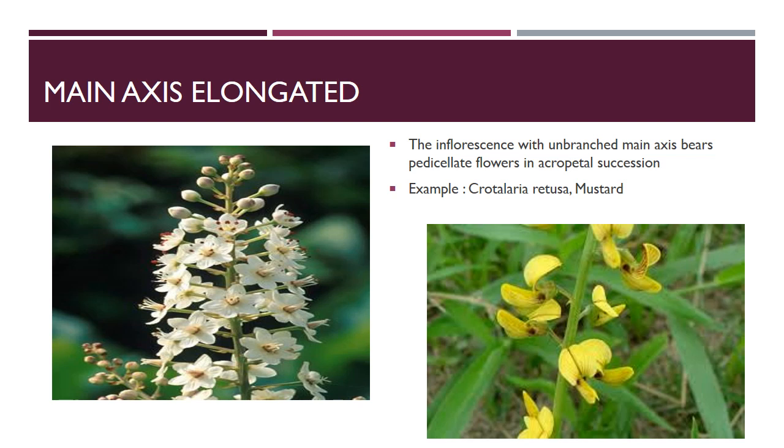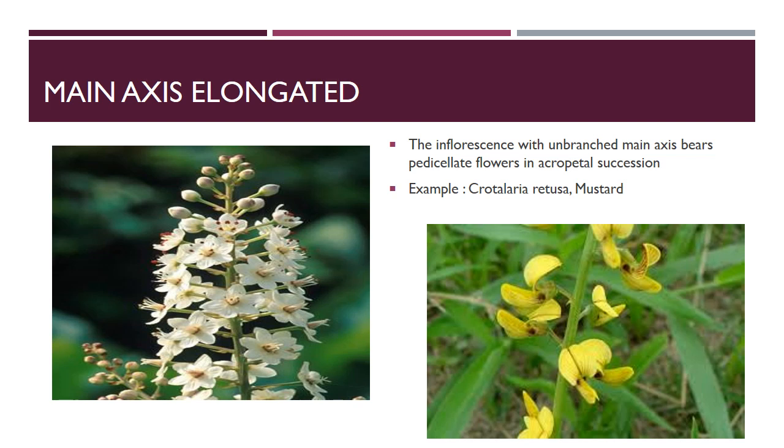Main axis elongated. The inflorescence with an unbranched main axis bears pedicellate flowers in acropetal succession. For example, Crotalaria retusa and mustard. These are the best examples for main axis elongated flowers. Okay, look at this picture carefully. First one is a Crotalaria, second one is a mustard.